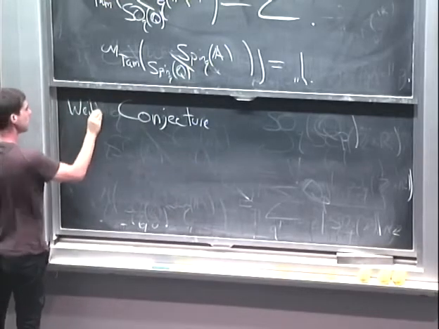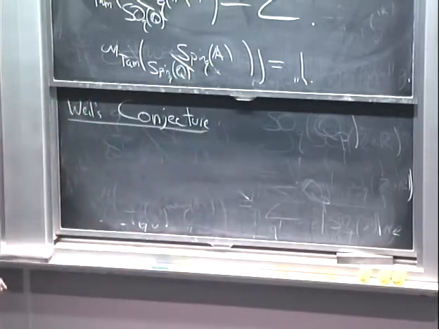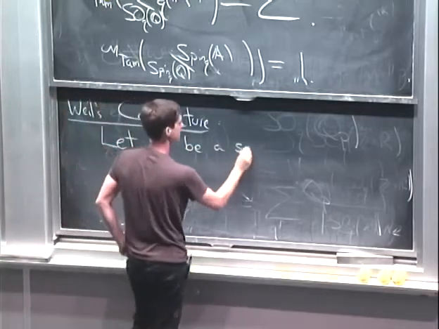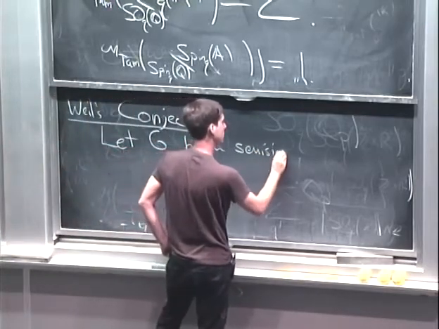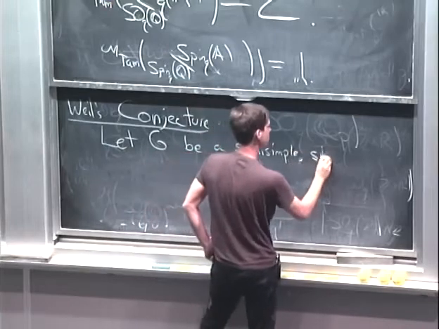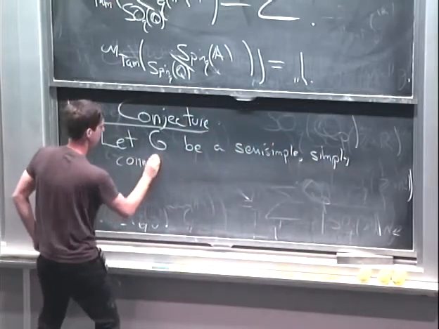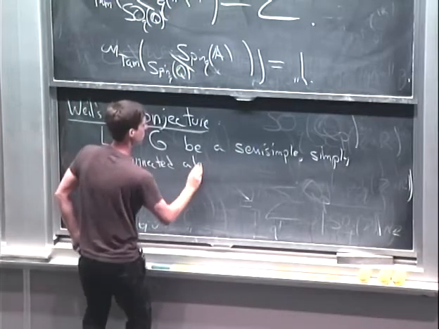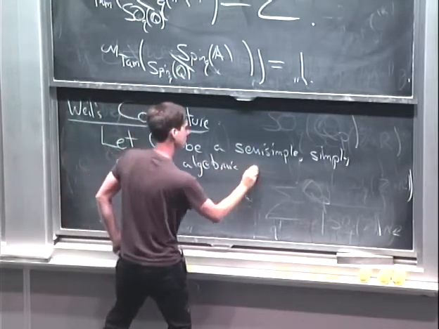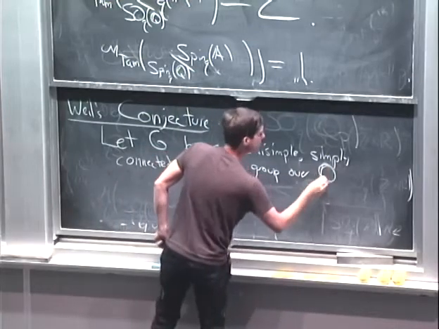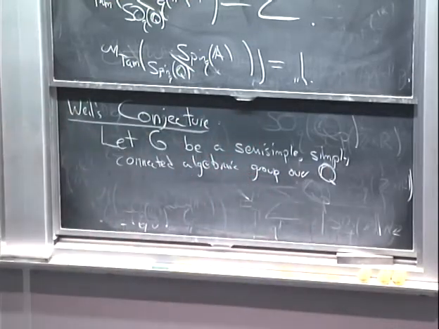Let me call this Weil's conjecture. Let G be a semi-simple, simply connected algebraic group over Q. This is all we need in order to run that story I gave you about Tamagawa measures earlier.